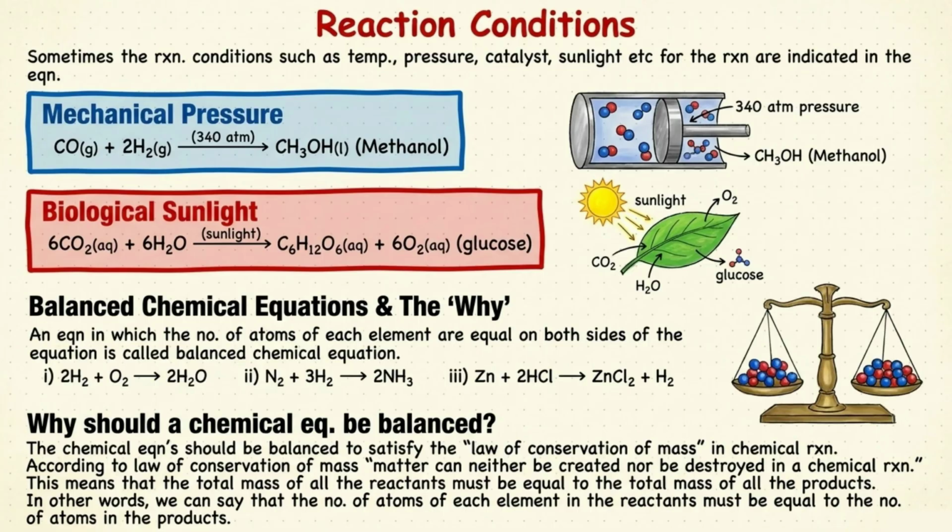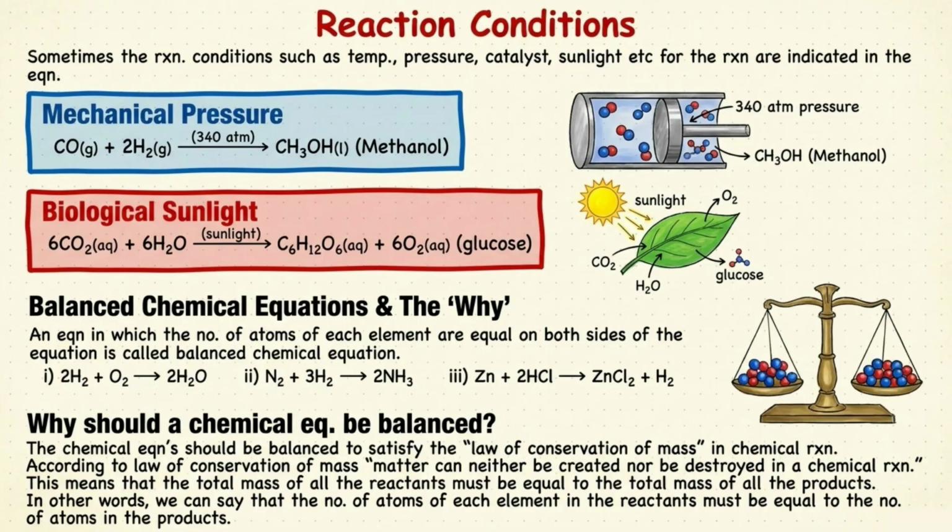But why do we care? I mean, why must a chemical equation be balanced in the first place? Because of a fundamental rule of the universe, the law of conservation of mass. According to this law, matter can neither be created nor be destroyed in a chemical reaction. Oh. This means the total mass of all the reactants must be exactly equal to the total mass of all the products. You cannot magically lose atoms, and you can't magically create new building blocks out of thin air.